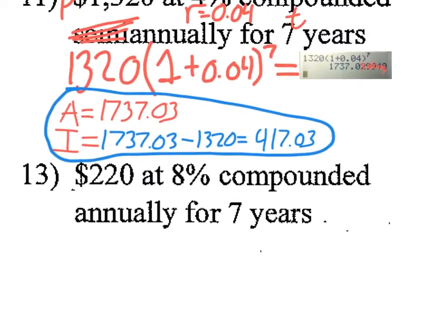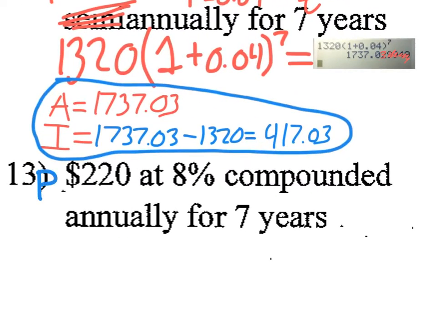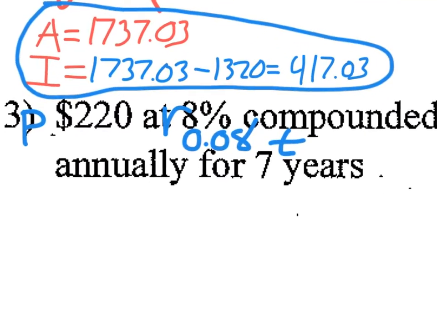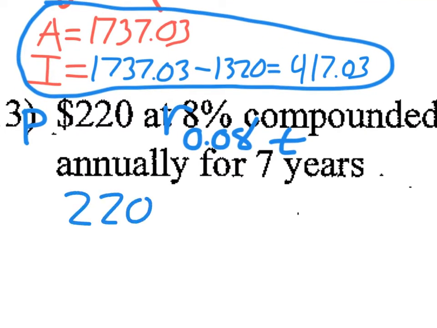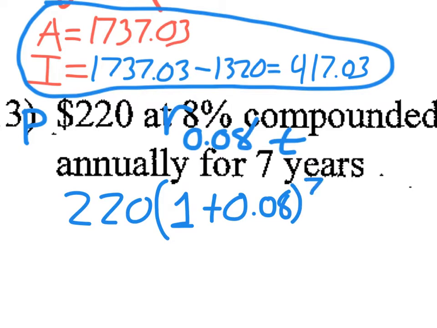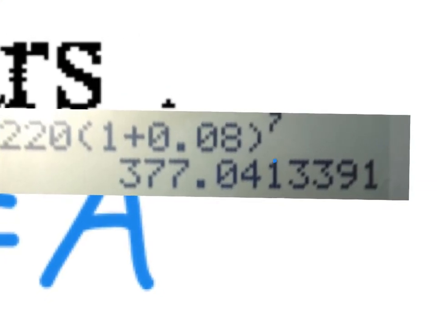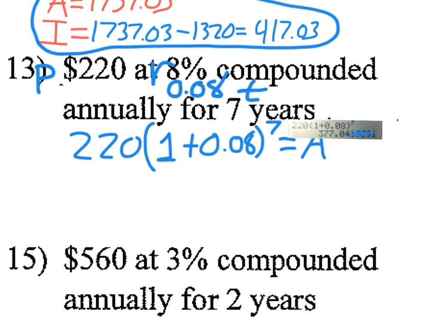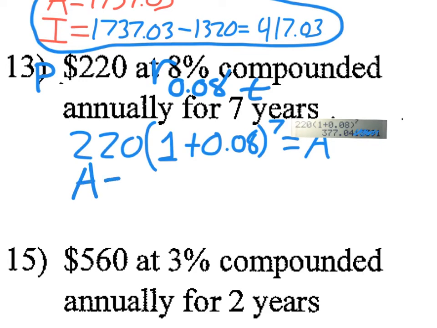Now for the next one, same formula. Here's our principal. Here's our rate, which is going to be 0.08. And here is our time. So in the calculator, it's going to look like principal, 1 plus our rate of 0.08 to the power of 7, because that's our total amount of time. This is going to be the total amount, so I'm going to plug that in the calculator. Again, that's what it looks like in the calculator, but for our amounts, we don't need those decimals. There's nothing to round, so it's going to be $2,377.04 for our amount.